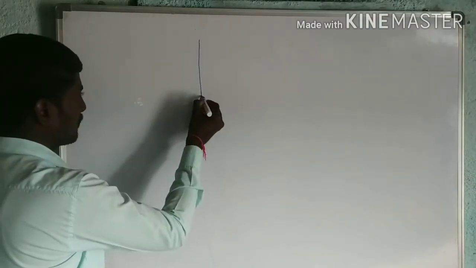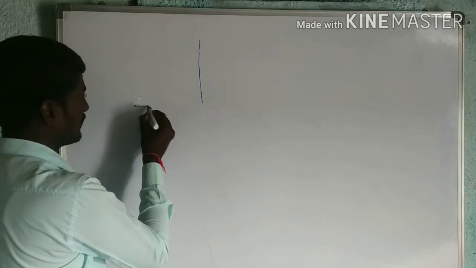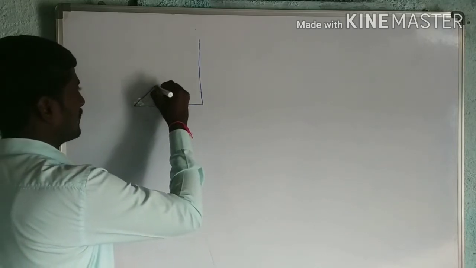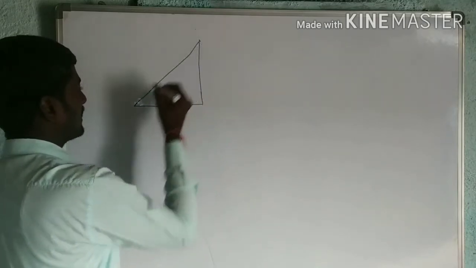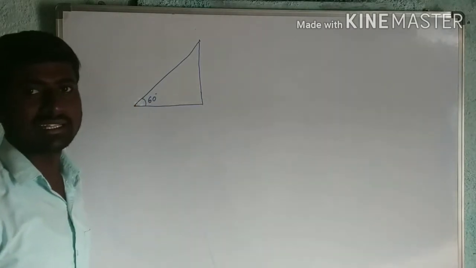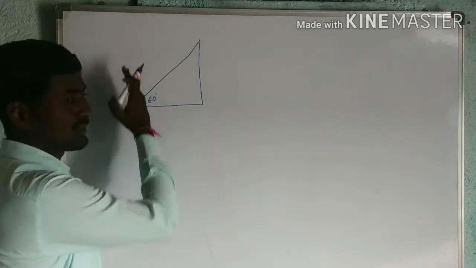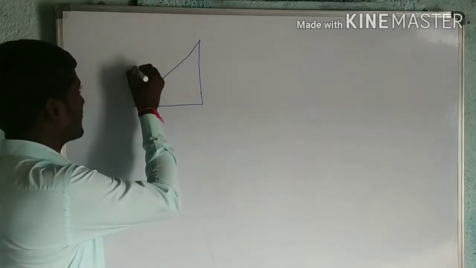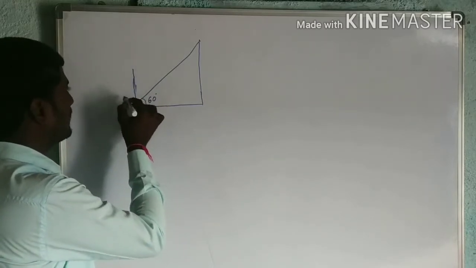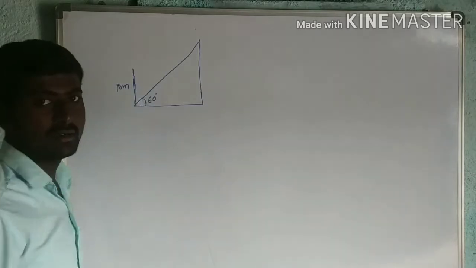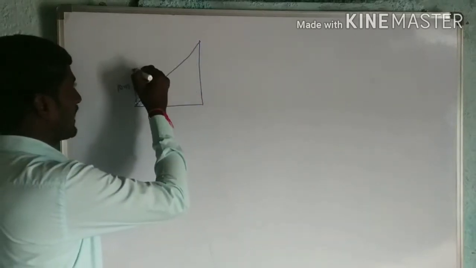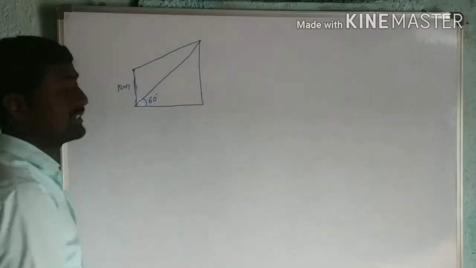Now, from a point on the ground, let us take this is the ground. The angle of elevation from this point to the top of the tower is 60 degrees. Now there is another point vertically above this point, at 10 meter height. This is the height of another point. Now from this, the angle of elevation is 30 degrees, as given.